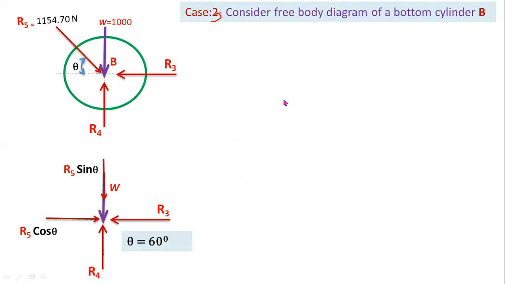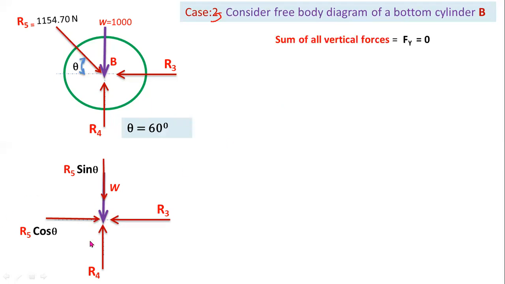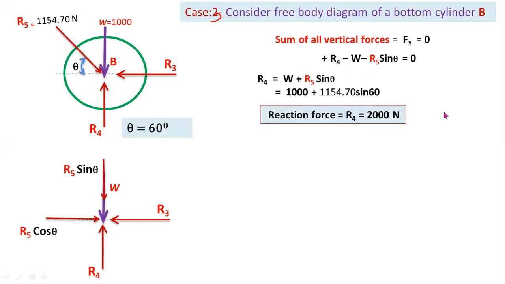Now resolve all the forces along the vertical axis. There are 3 forces acting on the vertical axis. So for upward action you have to consider positive sign. For downward action you have to consider minus sign. So plus R4 minus W minus R5 sin theta. Now substitute the value of R5 and W. We got the value of reaction force R4. R4 equal to 2000 newtons.